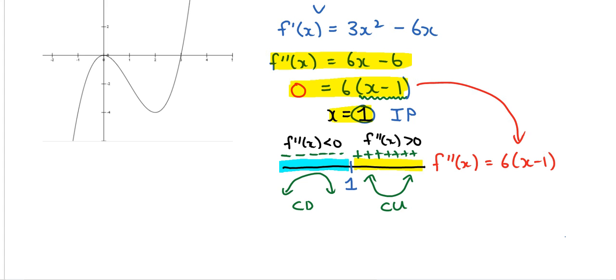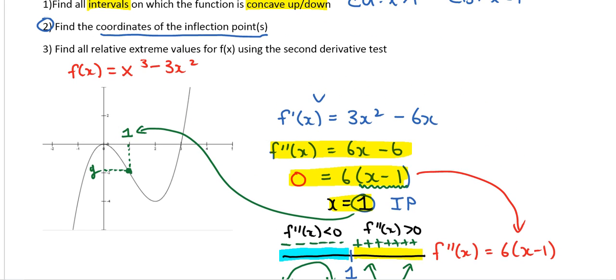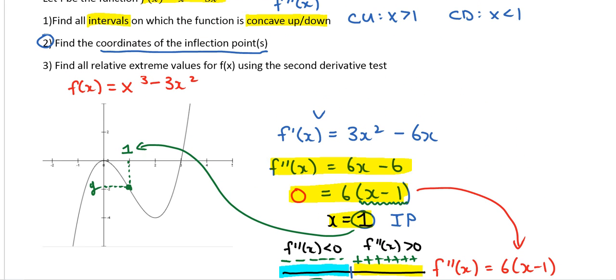So here it is. This is 1 right here. That's where this point is right there. Now all I have to do is find the corresponding y value, and to do that, I just take that value 1 and insert it back into my original function, which is right here. So I need to evaluate f of 1.